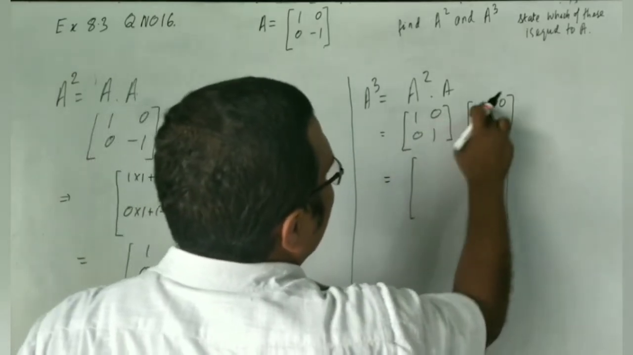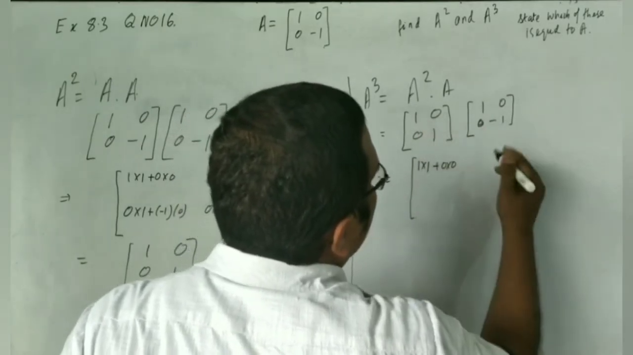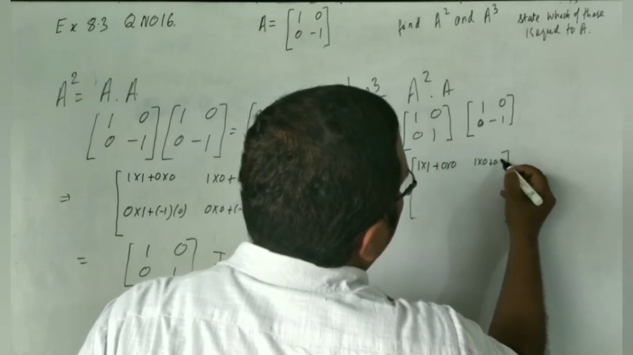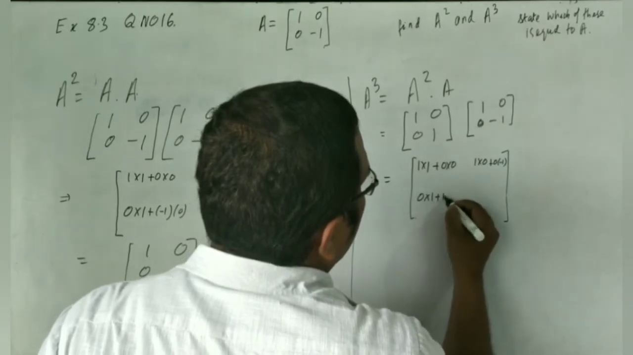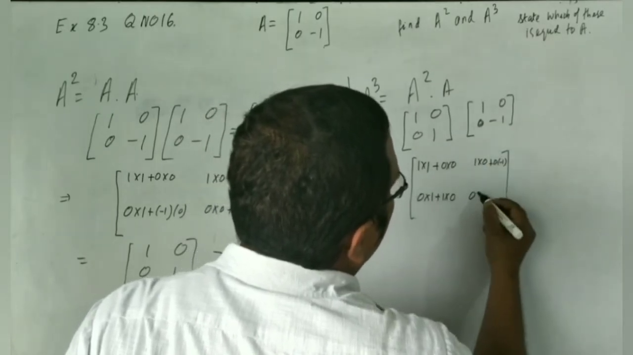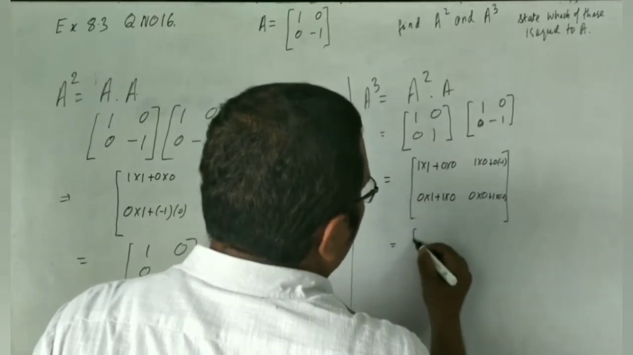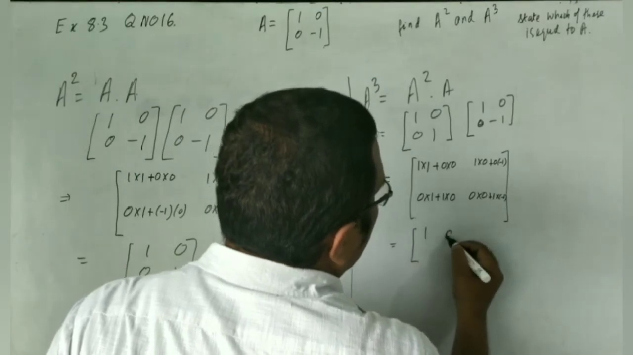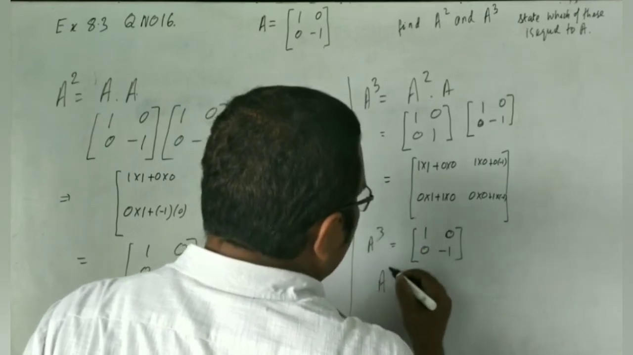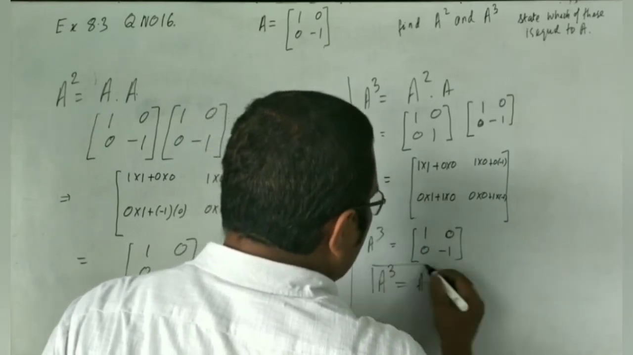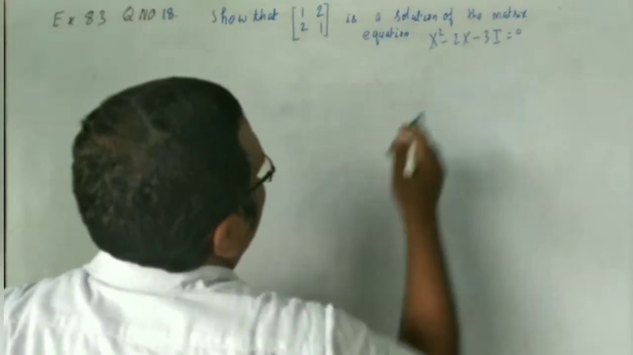First row, first column, this by this. First row and second column. Second row and first column. And second row into second column. And I get here 1, 0, 0 and minus 1. And they have asked which is A cube is equal to A. And this is very important to show that this is the solution of this.